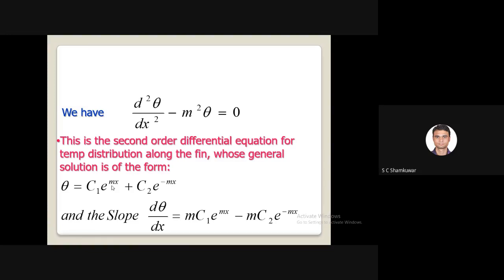Write down these two equations. Theta is equal to C1 e to the power mx plus C2 e to the power minus mx. d theta by dx is m C1 e to the power mx minus m C2 e to the power minus mx. Please write down these two equations, theta and d theta by dx. These are important.